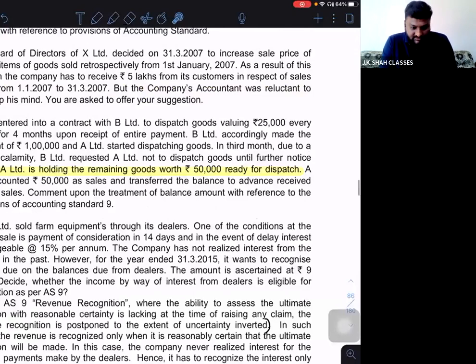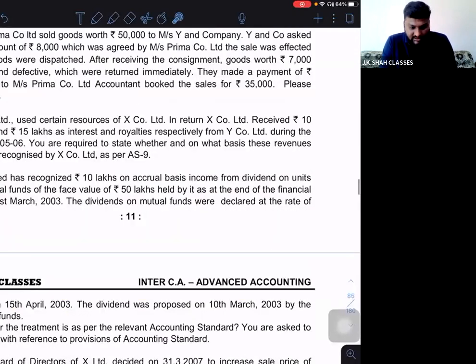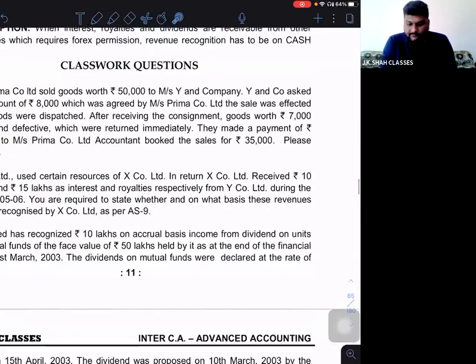Okay, so we have done question number 3, 4, and 6. Now we'll go for question number 2. What is question number 2 stating? Y Company Limited used certain resources of X Company Limited. In return, X Company Limited received 10 lakh rupees and 15 lakh rupees as interest and royalties respectively from Y Company Limited. During the year 5-6, you are required to state whether and on what basis these revenues can be recognized by X Company as per AS 9.